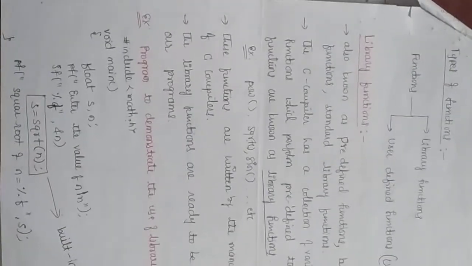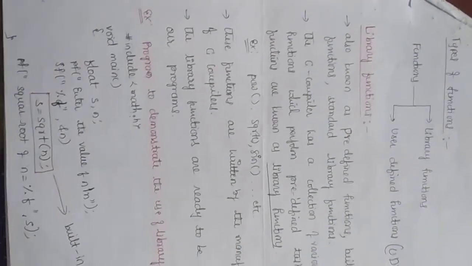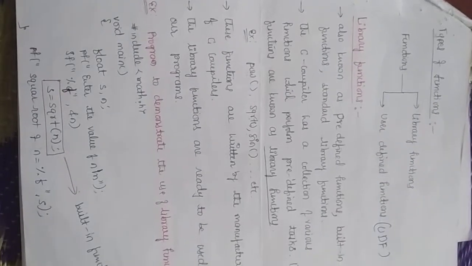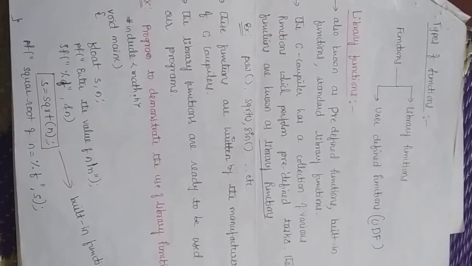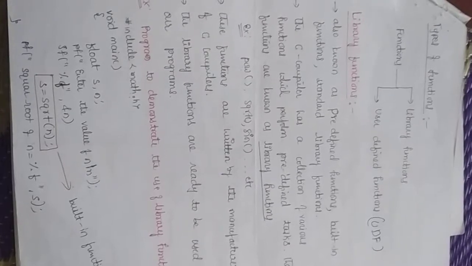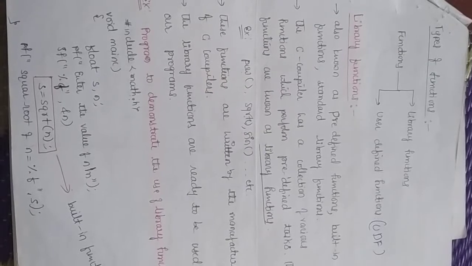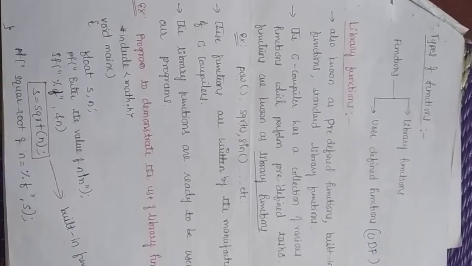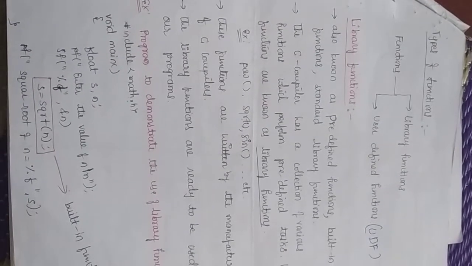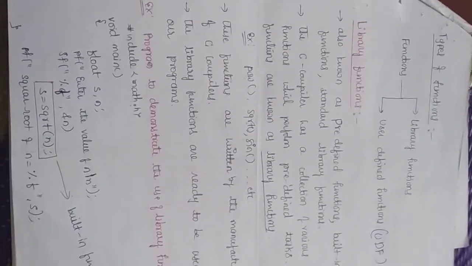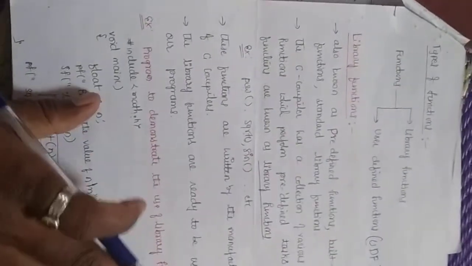These are all called library functions. These functions are written by the manufacturers or developers of C compilers. They develop them and store them in the compiler. When we execute those functions, the code is generated automatically, and the library functions are ready to be used in our programs. It means if you include that header file, you can use those related functions in your C program. This is library functions. Next we'll see user defined functions.